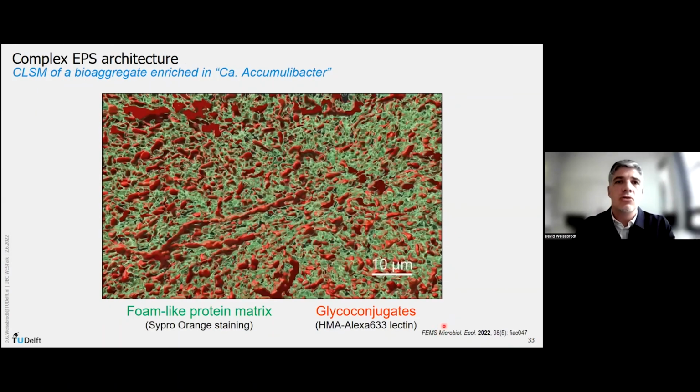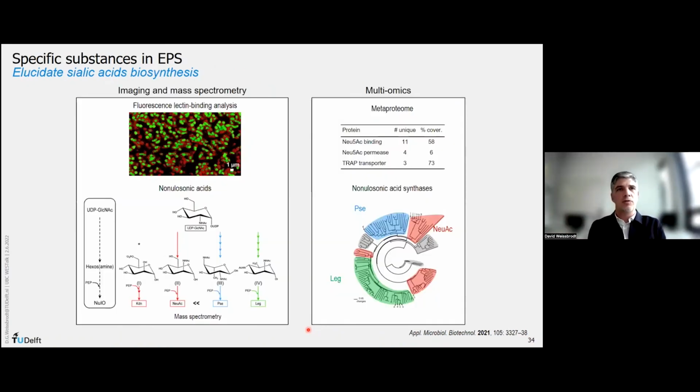Here is an illustration again of the complexity of the polymers between glycoconjugates, but don't forget about the proteins. They form a kind of foam around the microorganisms that are surrounded by glycoconjugates. This was published by Sergio that I mentioned before, and this picture was taken by Thomas Noy in the group with fluorescence spectrum analysis and confocal laser scanning microscope. Then Sergio worked further to understand the production of some substances in this EPS.